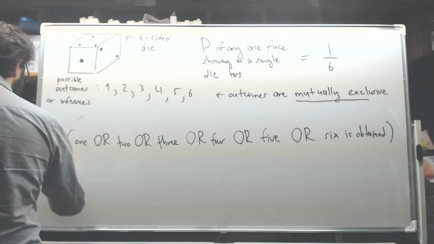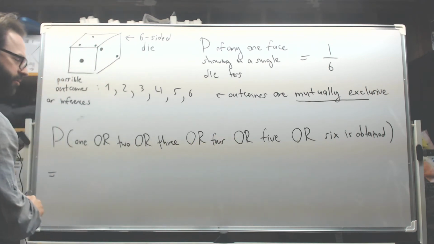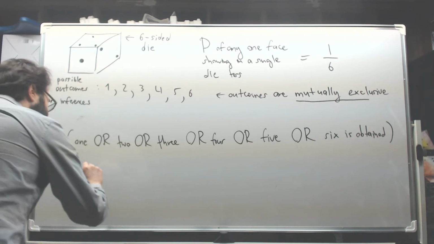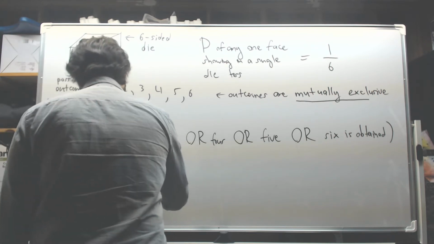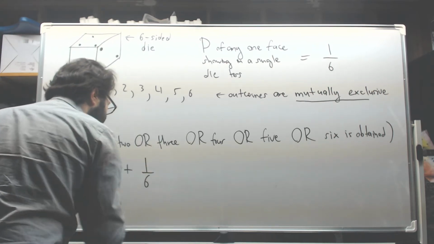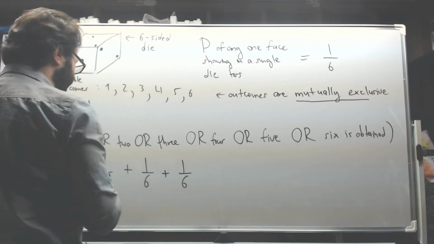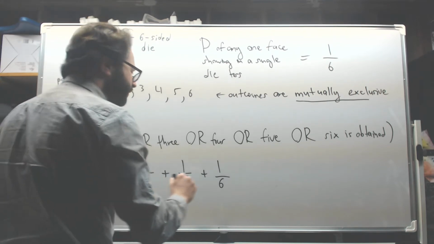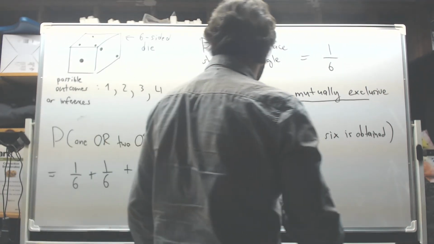This equals, according to our rule, given that all of these are mutually exclusive outcomes, 1/6 is the probability of obtaining a 1. 1/6 is the probability of obtaining a 2. 1/6 is the probability of obtaining a 3. 1/6 is the probability of obtaining a 4. 1/6 is the probability of obtaining a 5. And 1/6 is the probability of obtaining the face 6.